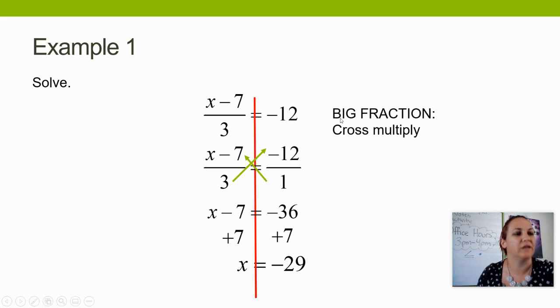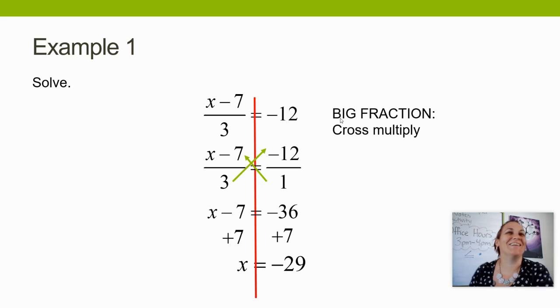I should probably check that on a calculator. No shame in using a calculator. I'm going to grab my handy dandy TI-30X IIS. -29 minus 7 is -36. That's good. And then divided by 3 is -12. I did it right. Yay.